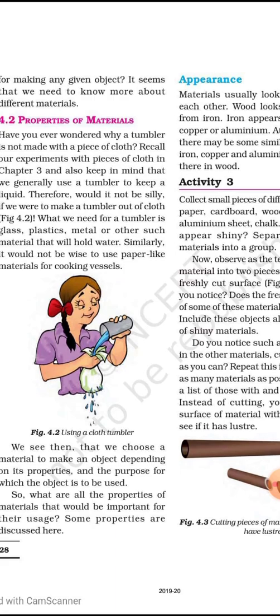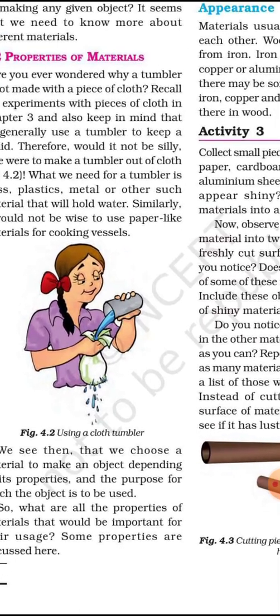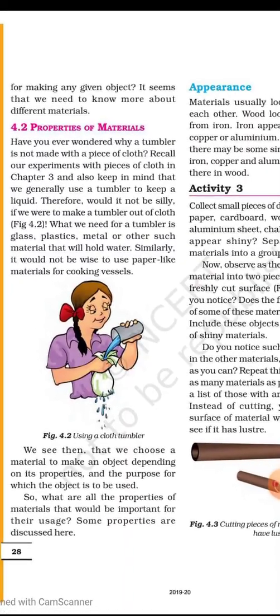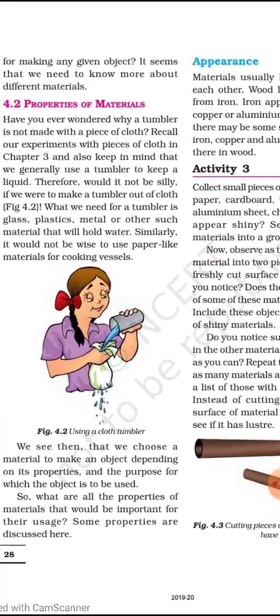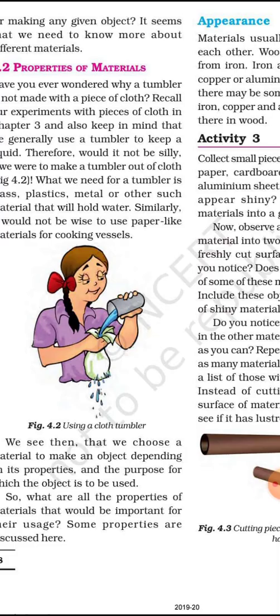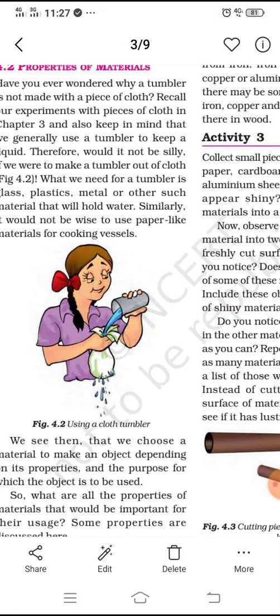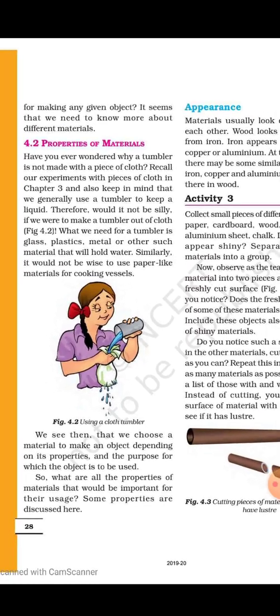Why does the water come down? Because cloth has the property of absorbing water. After absorbing, it comes down. But when we pour water into a tumbler, it doesn't come out, because it has the property of not letting water out. Okay. Next, we'll see the appearance.